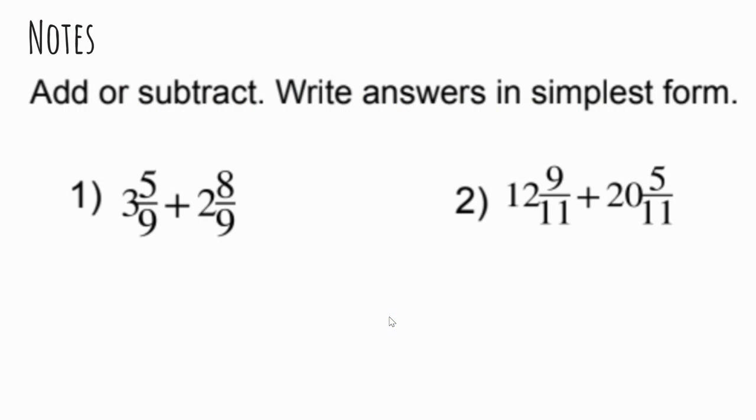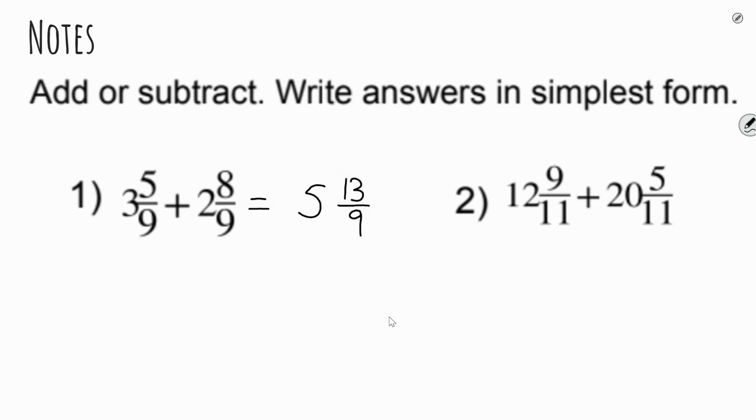So let's look at number 1. First I want to know, do I have a common denominator? They both have a 9, so I do. I don't need to change the fractions whatsoever. I have both positive numbers that I am going to add, so I know it's going to be positive. And the 9 is going to stay my denominator. First, let's add our numerators of 5 and 8. So 5 plus 8 is 13. Then we can add our whole numbers of 3 and 2 to get 5.